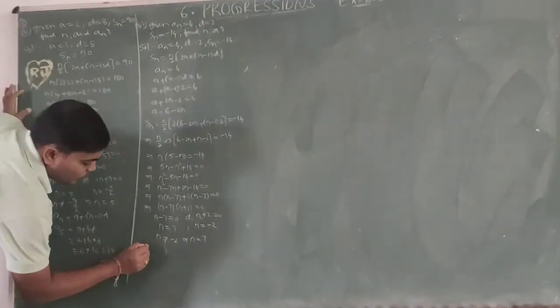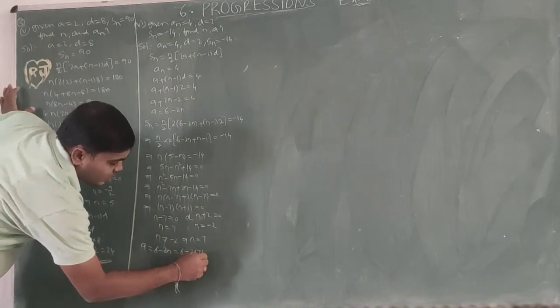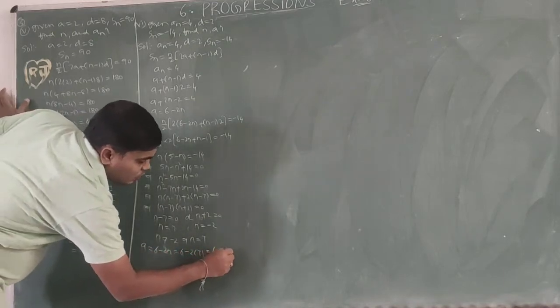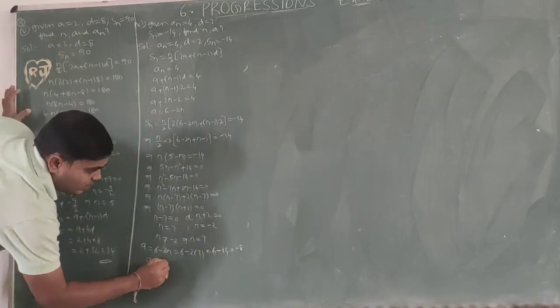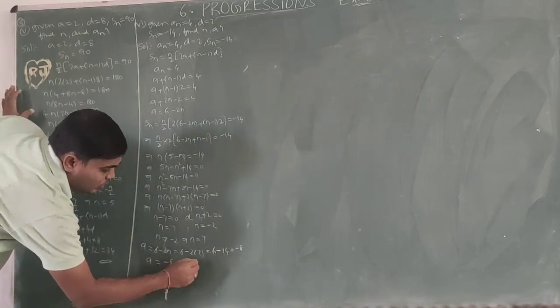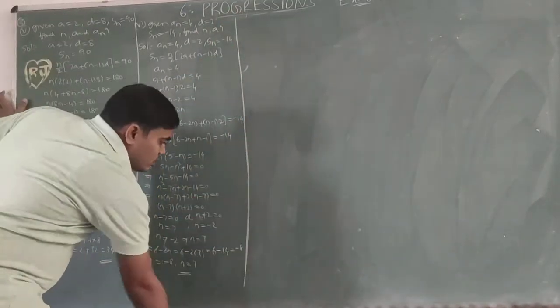So a equal to 6 minus 2n, 6 minus 2 into 7, 6 minus 14, which is equal to minus 8. Therefore a equal to minus 8, n equal to 7. So this is the required solution.